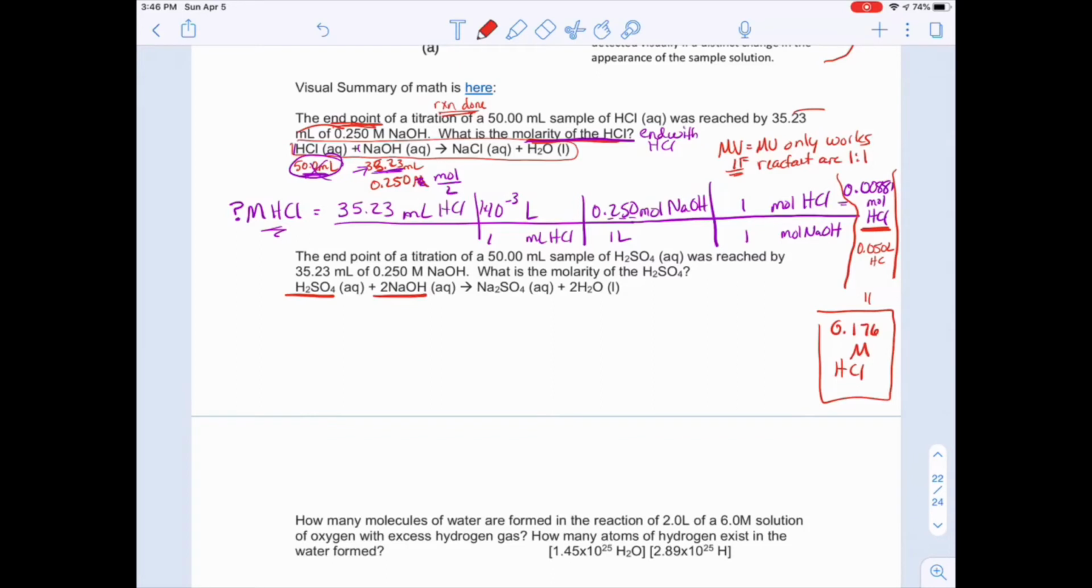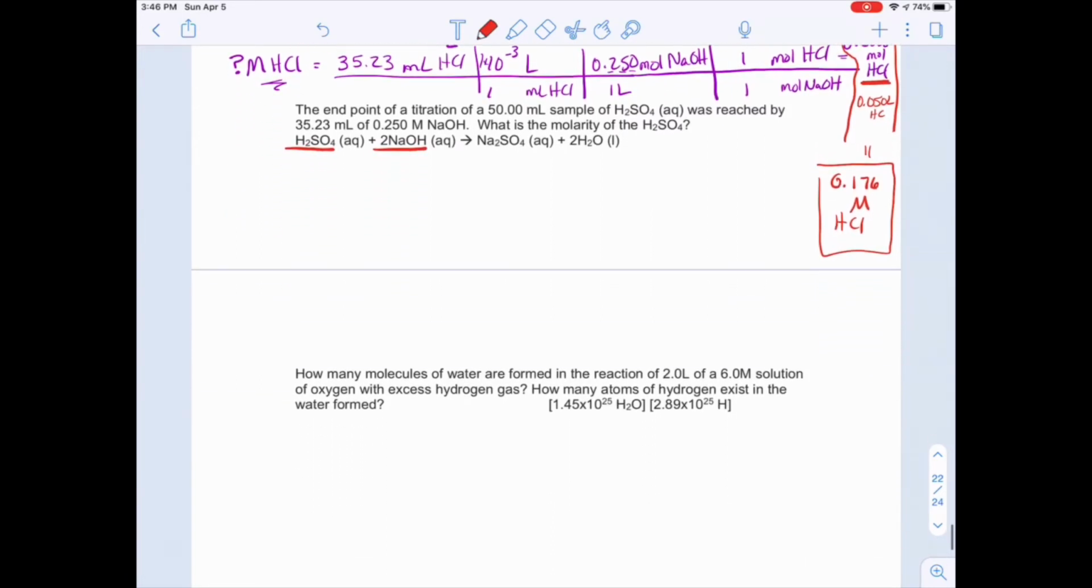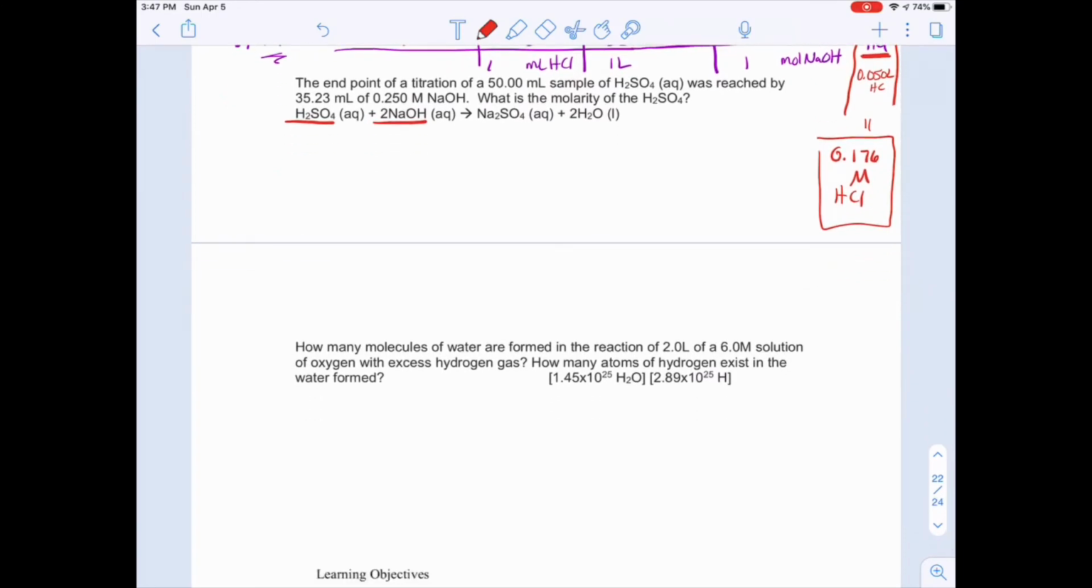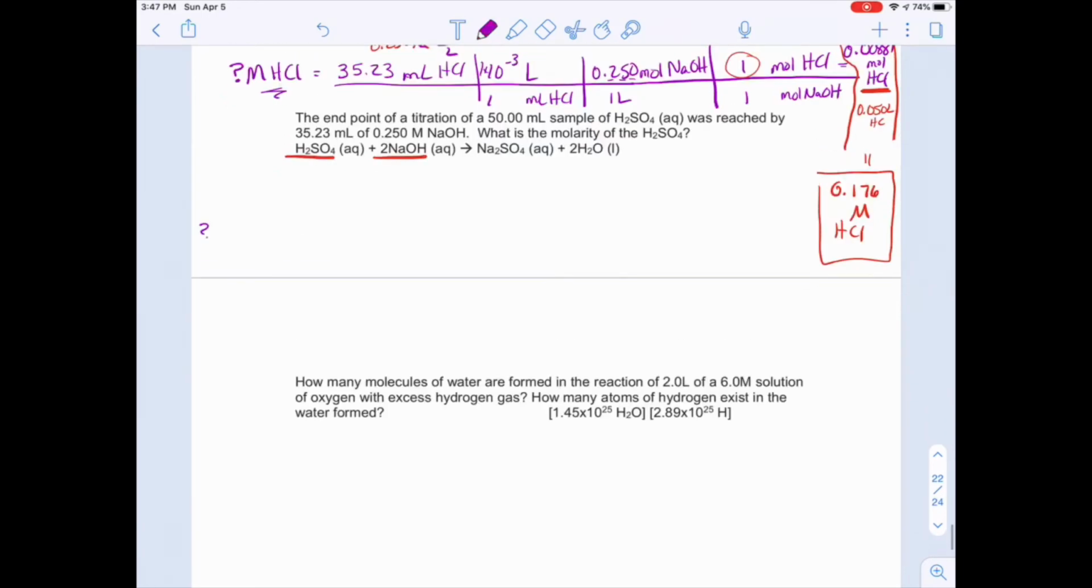So this next problem has all of the same numbers. The only thing that's different is that there's a 2 in front of the NaOH. I meant to circle the lower number, the one beside NaOH. That will be a 2. So go ahead and pause the video and work this problem.